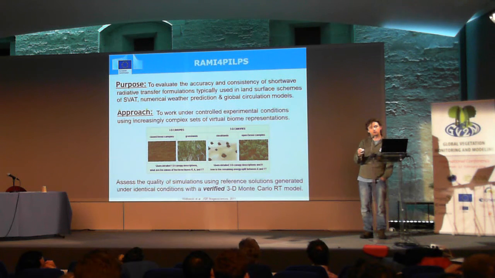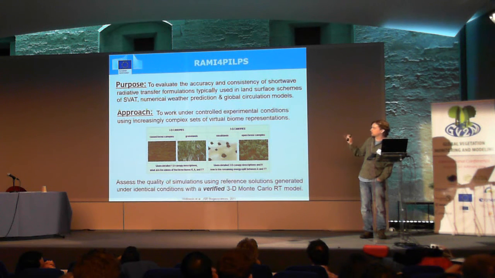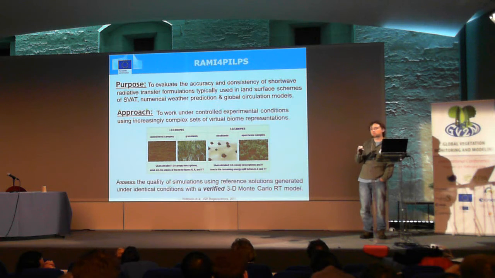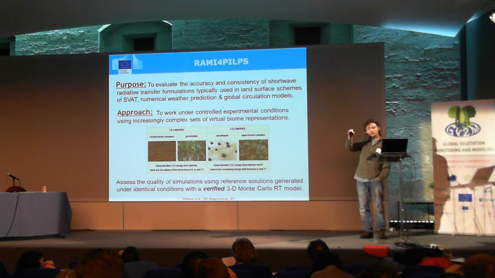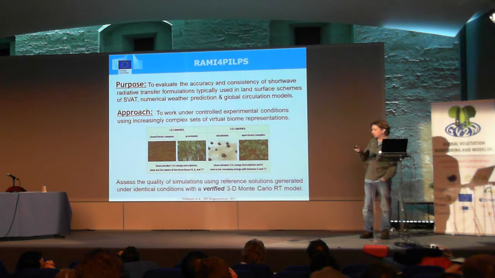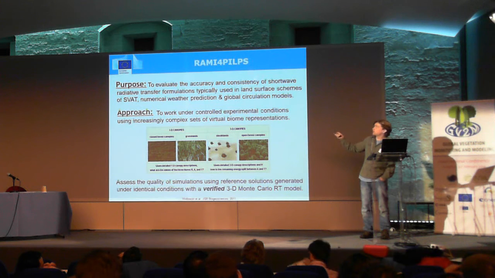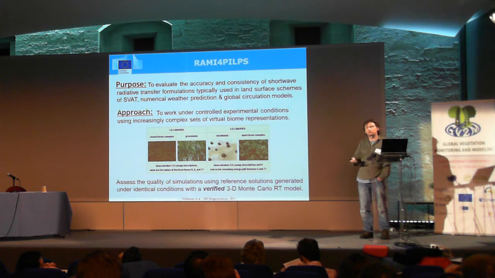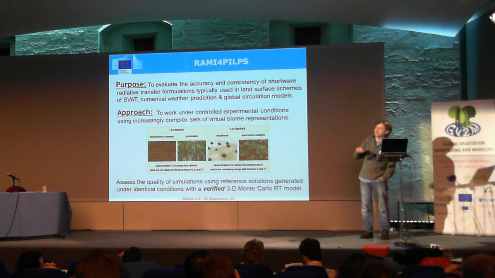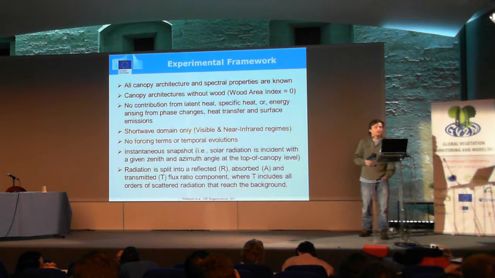We also know that we have reference models which solve that problem very, very accurately. So the approach we take in RAMI4PILPS is to compare other models against a standard reference model. And I should add, RAMI is the radiation model intercomparison site. There's been a heritage of that looking at remote sensing type models. And PILPS is the project for the intercomparison of land process schemes.